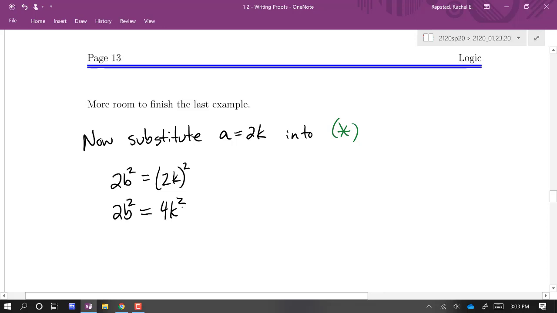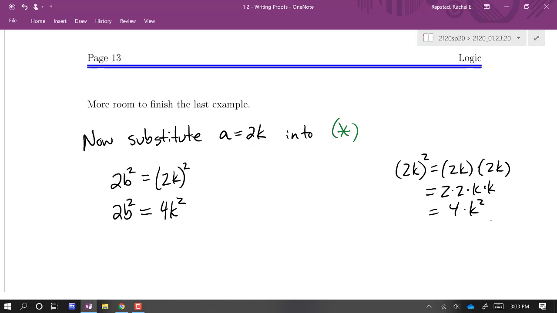Why does it hold on to its squared? Well, it's the k that is squared, so it's 2k squared. I'm just going to finish writing it out: 2k times 2k. So we have 2 times 2 times k squared, and that's 4k squared. Now what?